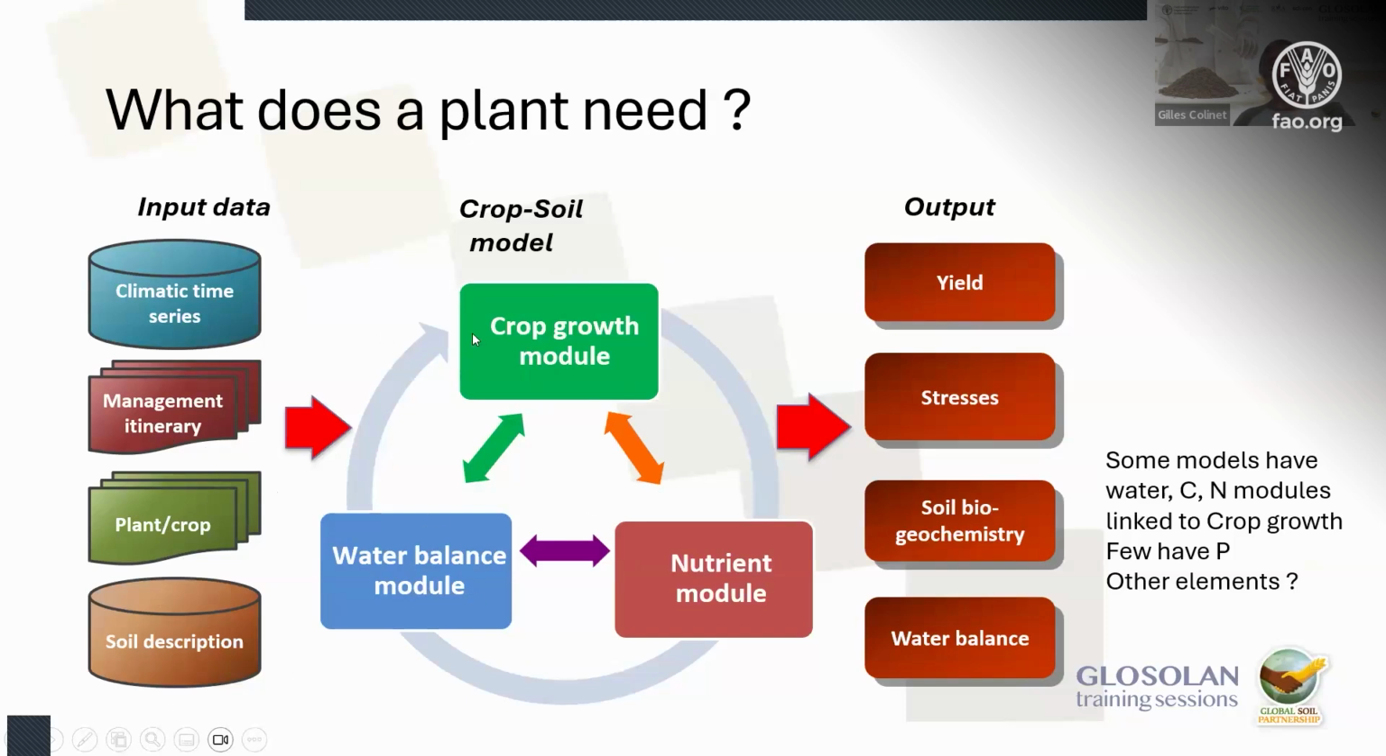And they have relationships between different modules. One is how the crop is growing and what it needs, making links with water balance. So it's very important, that will modulate the capacity of the plant to grow, and also a nutrient module. Usually it's mainly nitrogen that is taken into consideration. Sometimes phosphorus, but it's seldom with the other elements. And the outputs are the yield, the stresses, and so on.